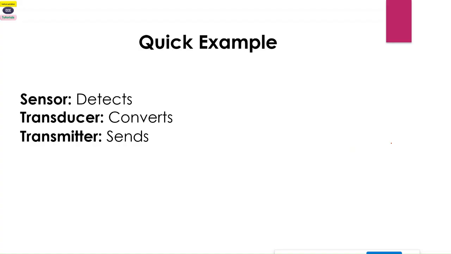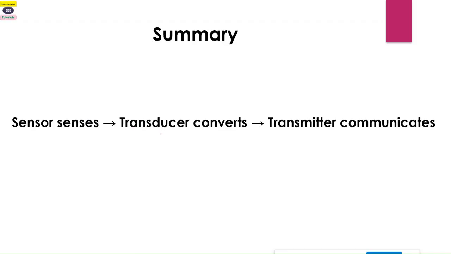Now, as a quick example, we can say the sensor detects, the transducer converts, and the transmitter sends. So these are the three, sensor, transducer and transmitter, easily explained. Now in summary, the sensor senses, the transducer converts, and the transmitter communicates. This is the simple terminology which we generally use in industrial instrumentation.